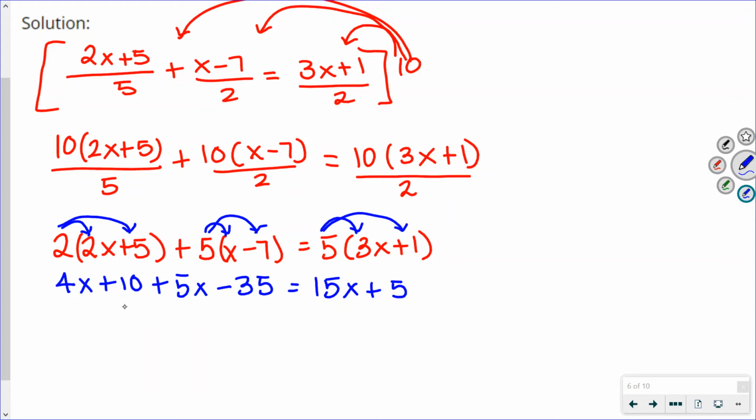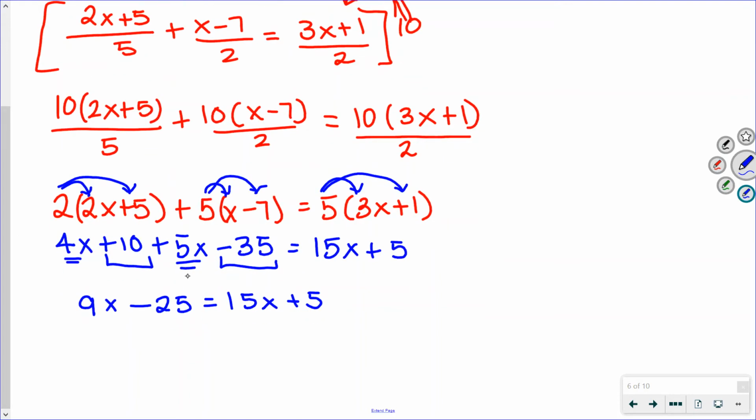I'm going to collect my terms here. So I have a 10 and a negative 35, a 4x and a 5x. So 4x plus 5x is 9x. 10 and a negative 35 is negative 25. And then I have a 15x plus 5.